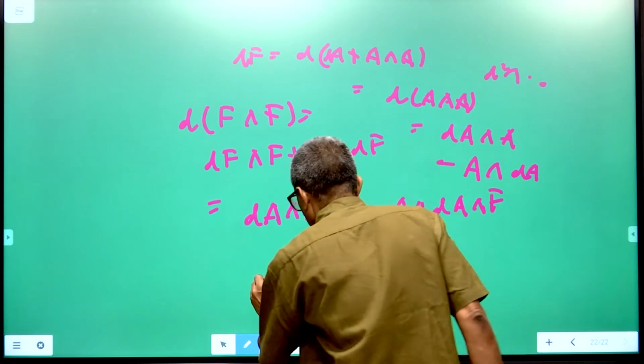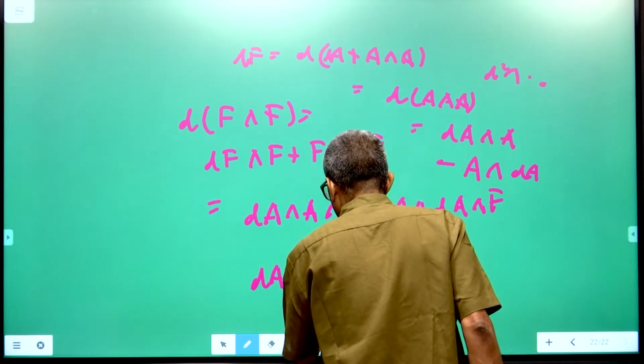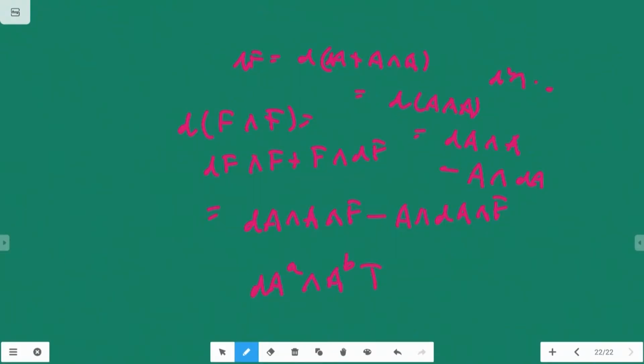Now if you look at dA wedge A, what is it equal to? It is dA^a wedge A^b into T_a T_b, that is what dA wedge A is. What is A wedge dA? That is the same as A^b wedge dA^a into T_b T_a, but since dA is a 2 form, you can bring this to this side without changing the sign. So this is the same as dA^a wedge A^b multiplied by T_b T_a. So the difference of these two is nothing but dA^a wedge A^b into the commutator of T_a, T_b wedge F.